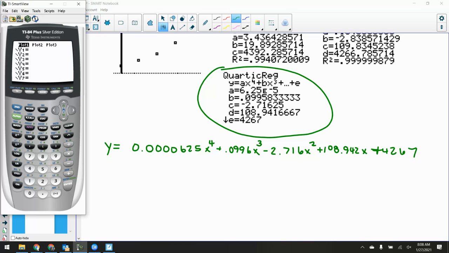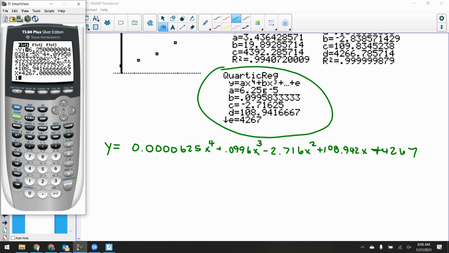So when I go to my regression, remember this, to put it into Y equals, you go vars, statistics, choice 5, scroll right twice to EQ to put it in there. And now this is nice because it puts the whole thing in there. I don't even have to retype it in.